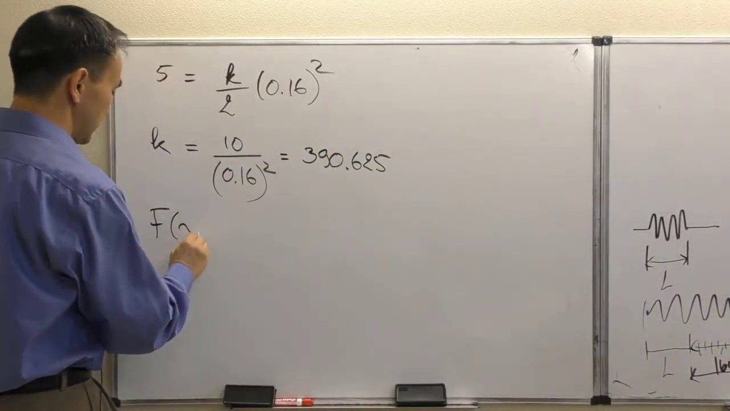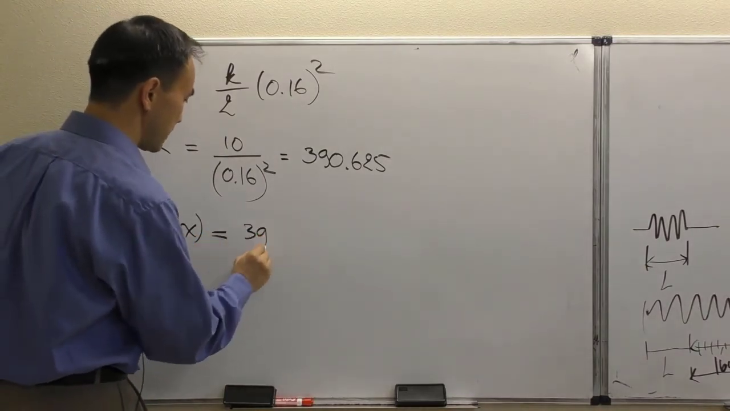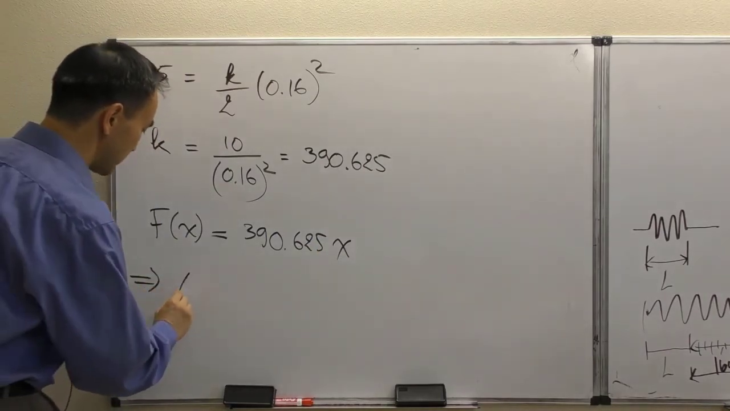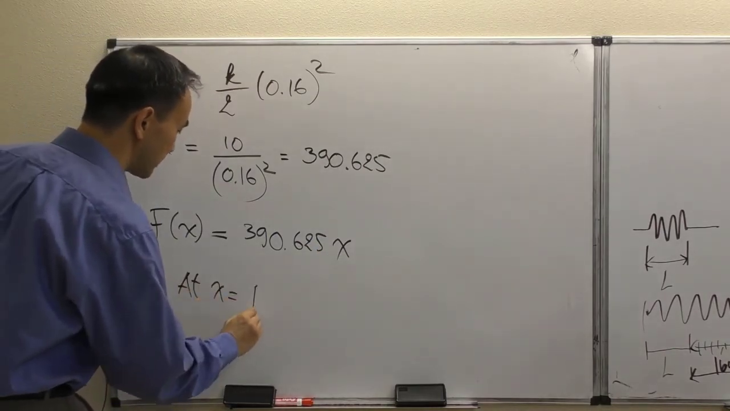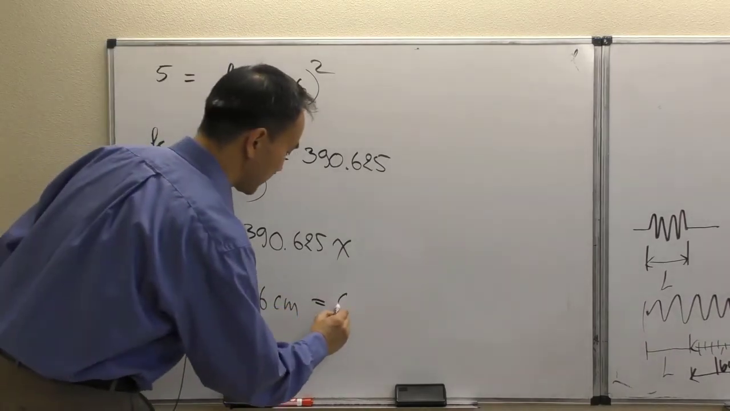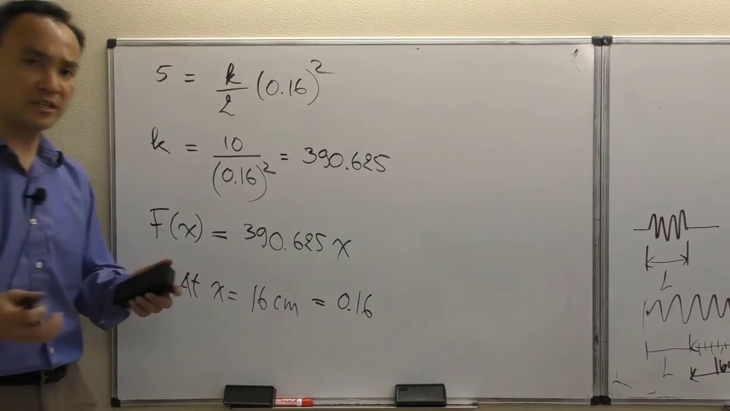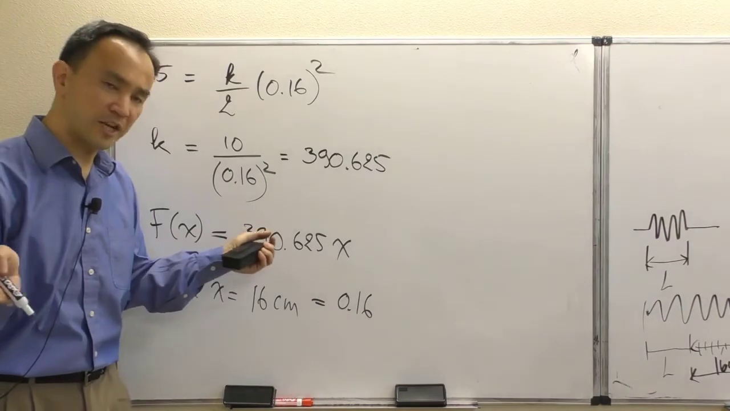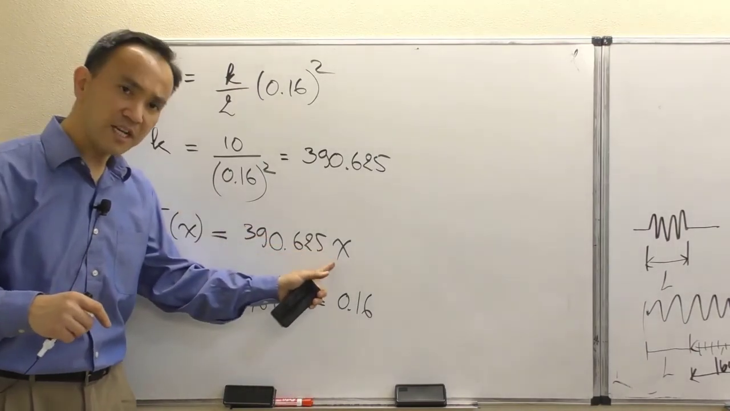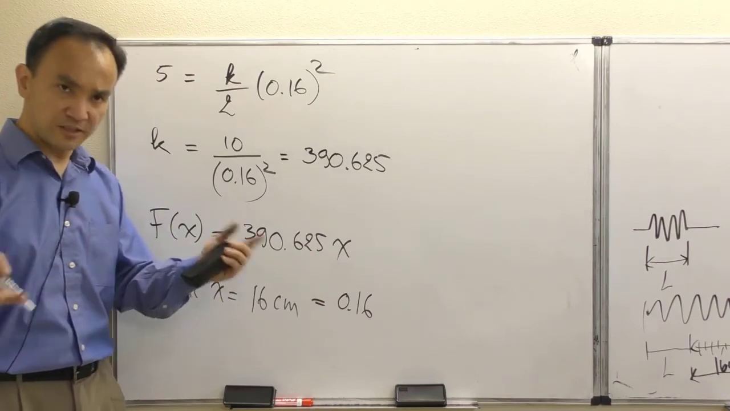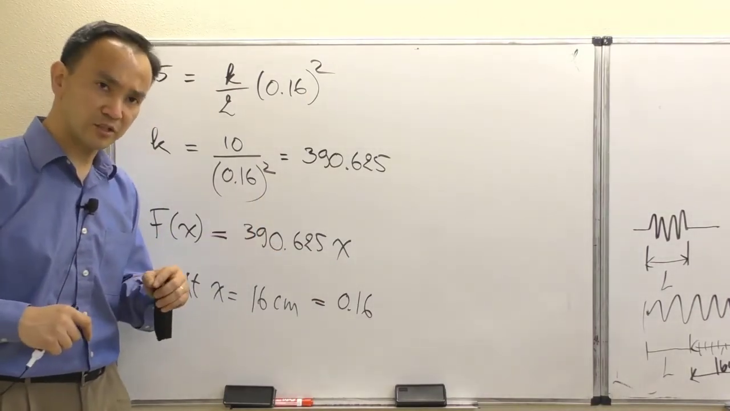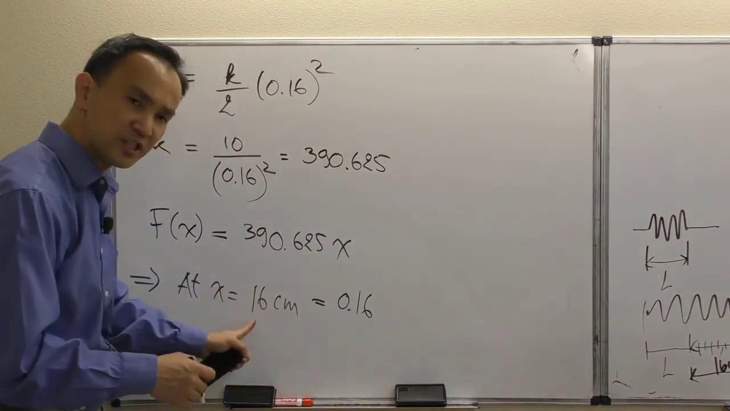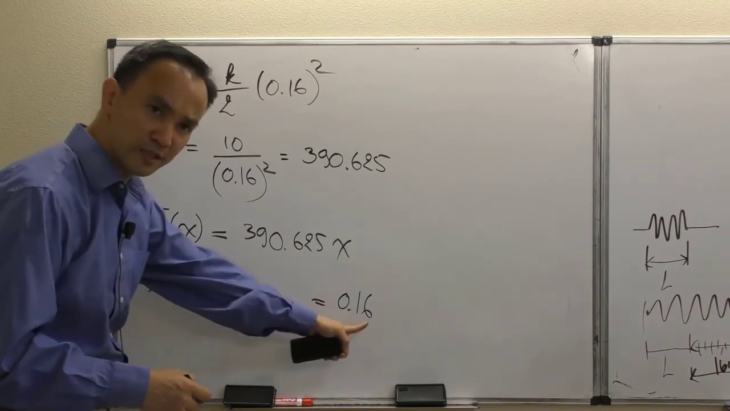I know that according to Hooke's law, it's 390.625 x. So that means now at 16 centimeters, or exactly 0.16. Because recall again, when we're using the international units, for the distance it's meters, force is in newtons, and work is in joules. And so in that way, I am going to substitute. The problem gives us 16 centimeters. We need to think of that as 0.16 meters.